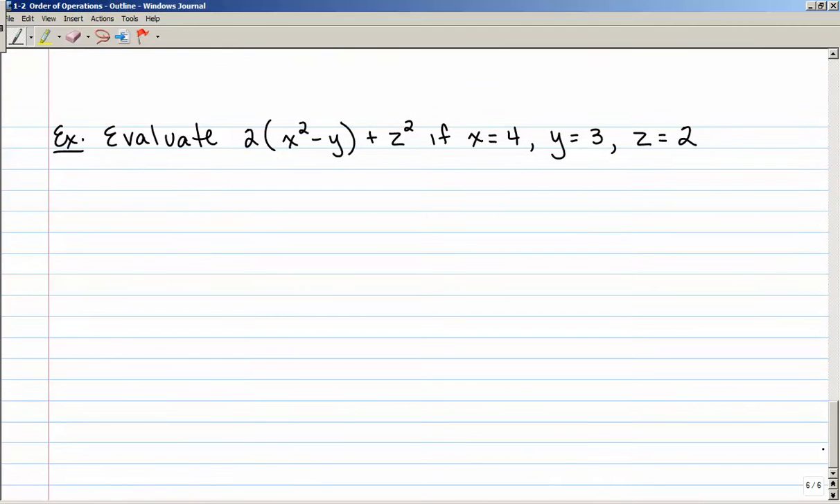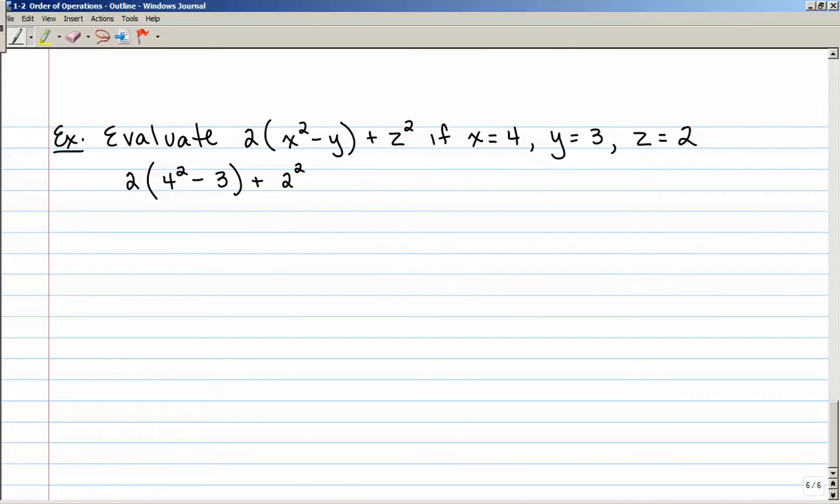And our last example asks us to evaluate 2 times the quantity x squared minus y plus z squared if x is equal to 4, y is equal to 3, and z is equal to 2. So before I can use order of operations on this, I need to substitute in the values for x, y, and z. So we'll have 2 times the quantity 4 squared minus 3, plus z squared, and z is 2 squared.